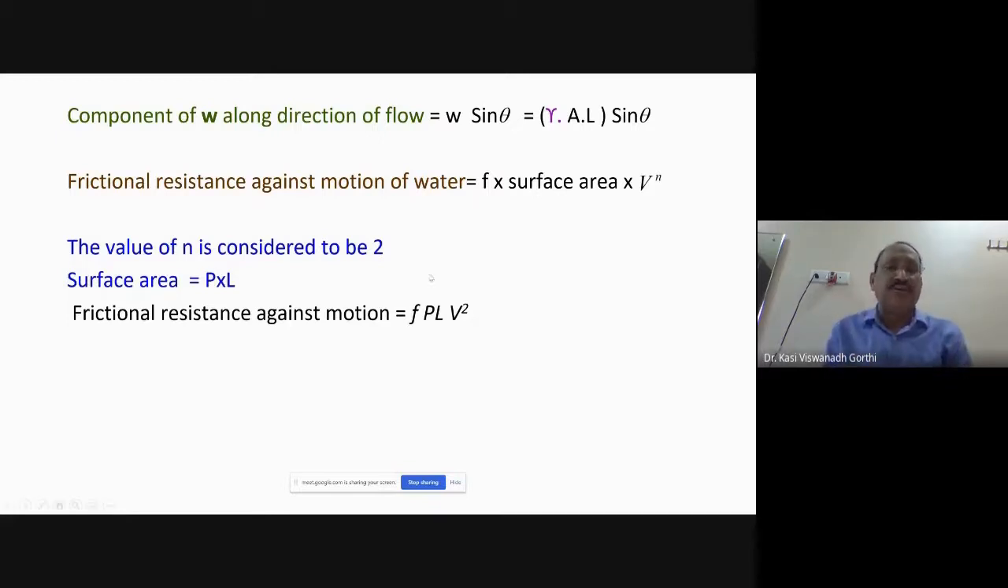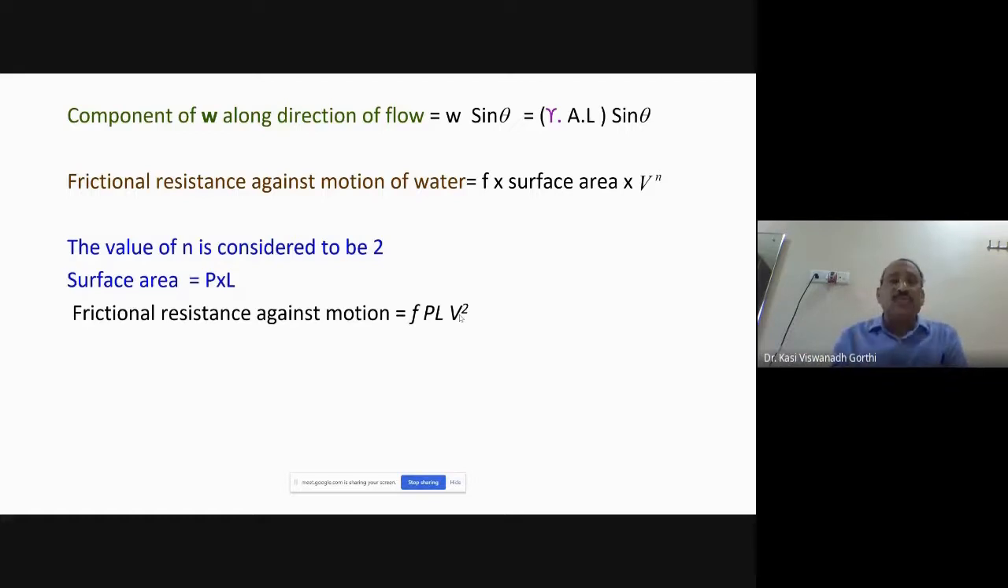So the surface area will become P into L, and the frictional resistance against motion would be equal to F multiplied by the surface area P into L multiplied by V to the power n, which becomes V square here. So F into P into L into V square is the frictional resistance which is opposing motion, and the component of the weight of water, gamma A sin theta, is along the direction of motion. In fact, both are in two mutually opposite directions. That's the component of weight of water along the direction, and the frictional resistance opposing the motion.